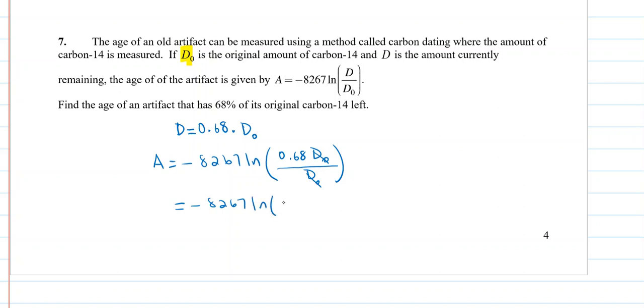So you just plug this number in to your calculator. And we get approximately 3,188, and I would just round it to the nearest year, because when we're talking about thousands of years, who cares about 0.2 or 0.3 years? So this is the age of the artifact.